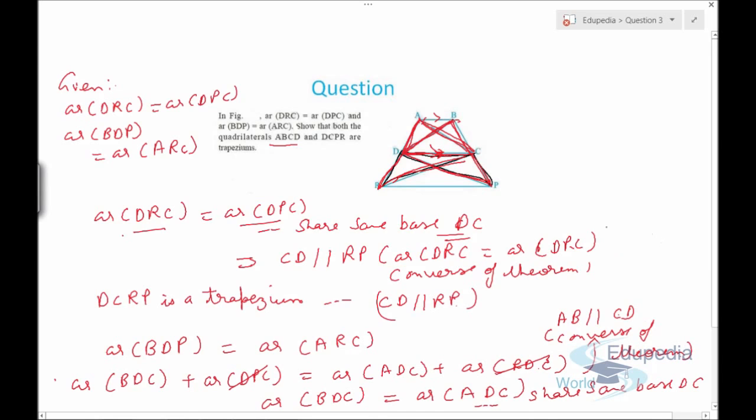So again we can say that ABCD is a trapezium. So why is it a trapezium now? Since AB is parallel to CD. So this is how we can prove these type of questions.